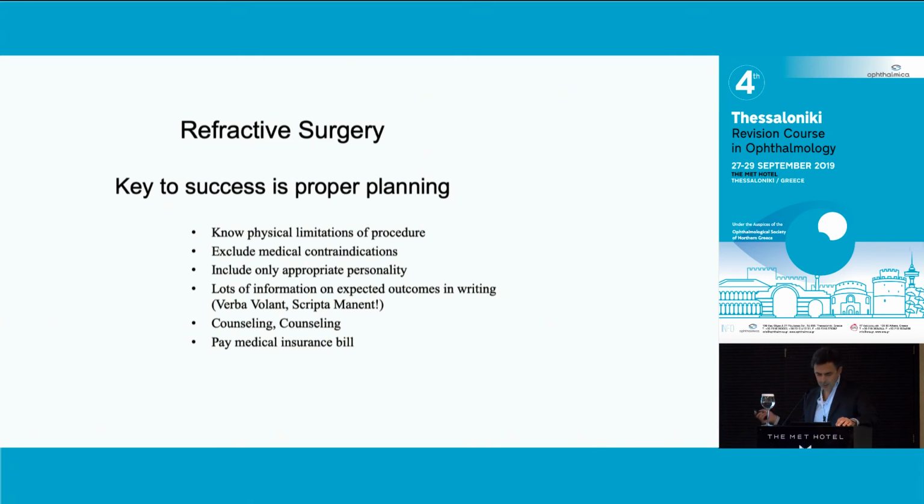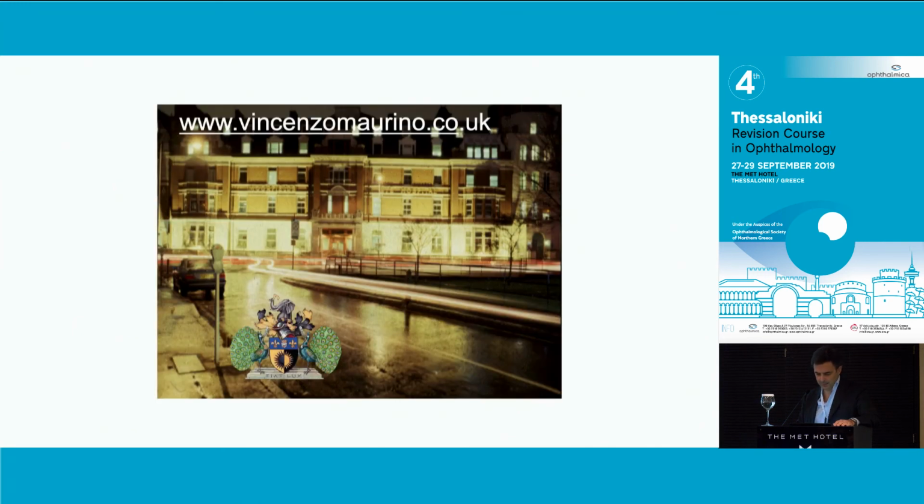So you explain the difference, but then you come up with a decision the very same day or at another consultation. Exclude medical contraindications, but these are easy because now we've got all the instruments, all the tools like the Pentacam, etc., to make sure that we do not choose patients who are not really suitable physically, and be aware of the funny personality. Don't be afraid of asking patients, are you hypercritical? Yes, oh God, perhaps you're not a very good candidate for laser vision correction. Lots of information, counseling, and most important, at least in the UK, pay your medical insurance bills, so you are always nice and safe. Thank you very much.